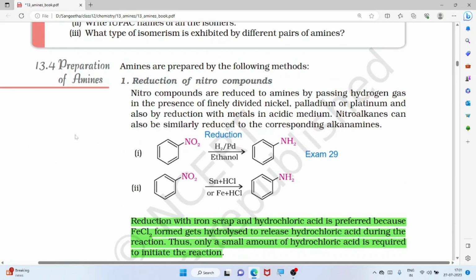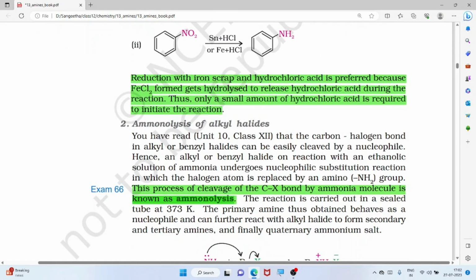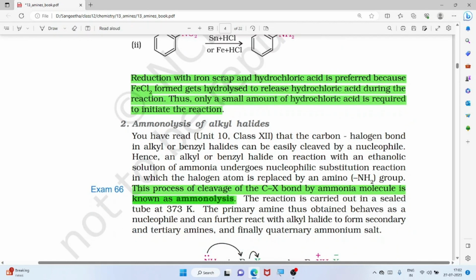Preparation of amines: reduction of the nitro compound. The nitro compounds on reduction give aniline. Reduction with iron scrap and hydrochloric acid is preferred because there are two kinds of reduction here. They prefer this reduction because the ferric chloride formed gets hydrolyzed to release hydrochloric acid during the reaction. Thus only a small amount of hydrochloric acid is required to initiate the reaction.